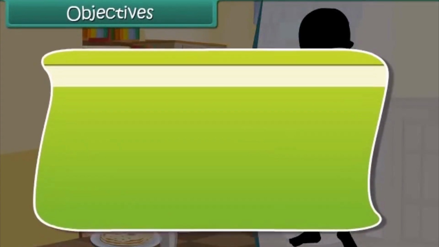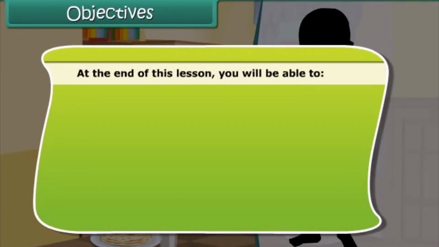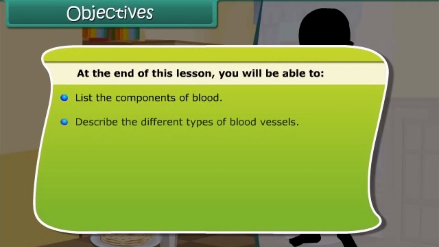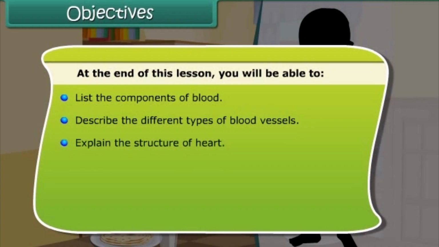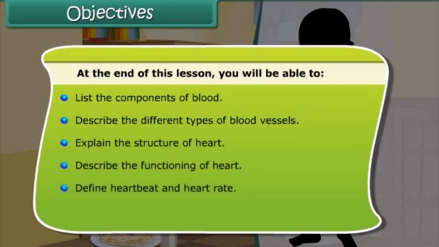Objectives. At the end of this lesson, you'll be able to list the components of blood, describe the different types of blood vessels, explain the structure of heart, describe the functioning of heart, define heartbeat and heart rate. Understand the functioning of excretory system.